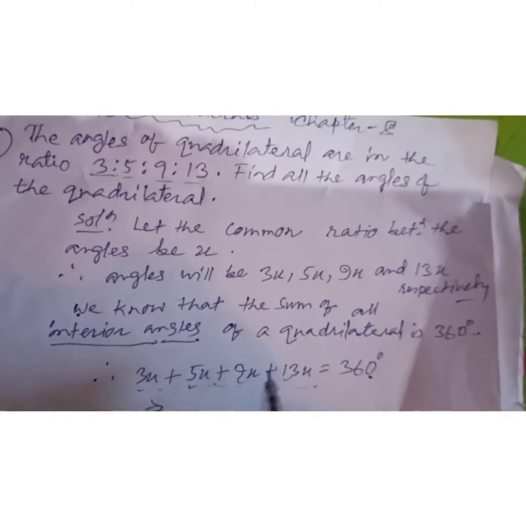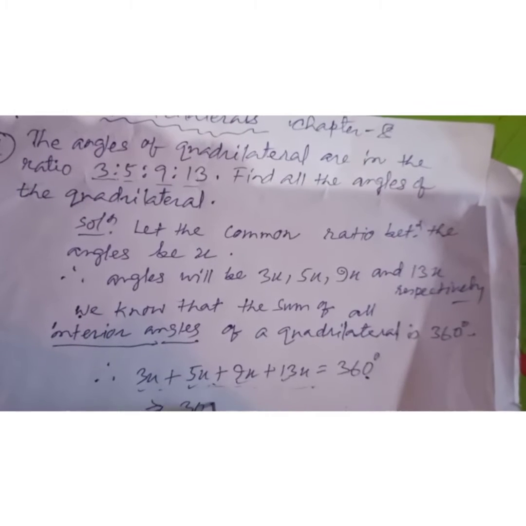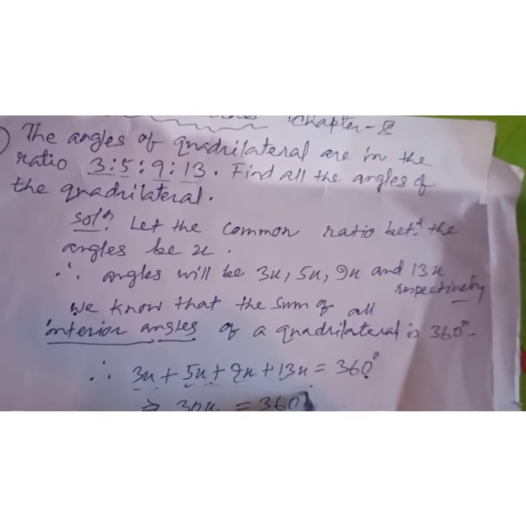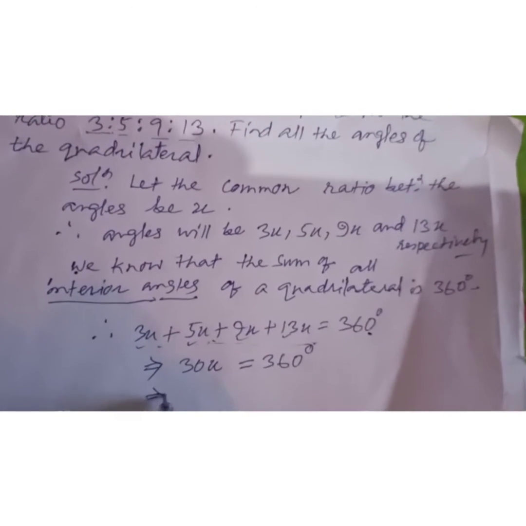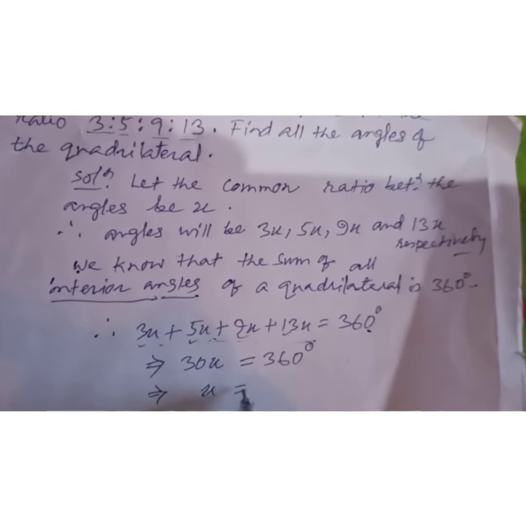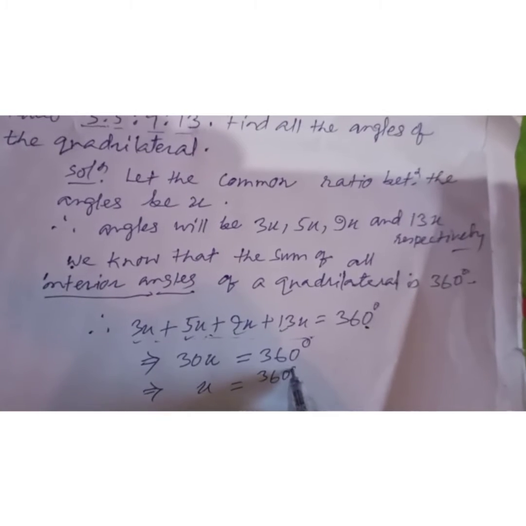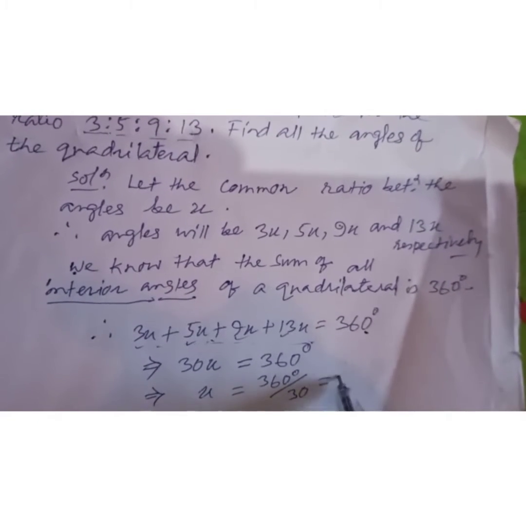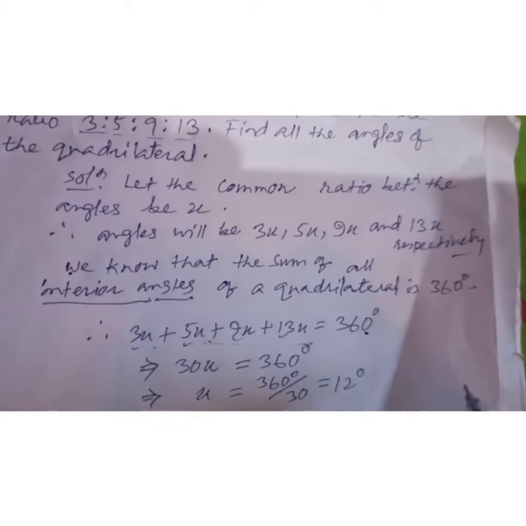So after adding this, we will get a total of 30x equal to 360 degrees. Very easy. This implies x equals 360 degrees by 30, so x equals 12 degrees. You just divide this and you will get the answer.